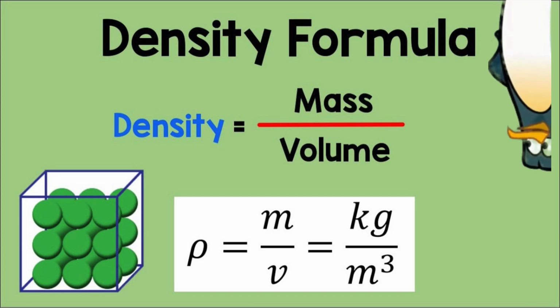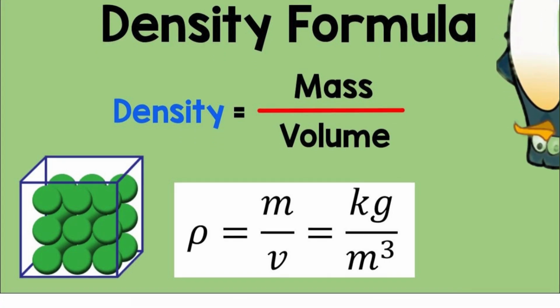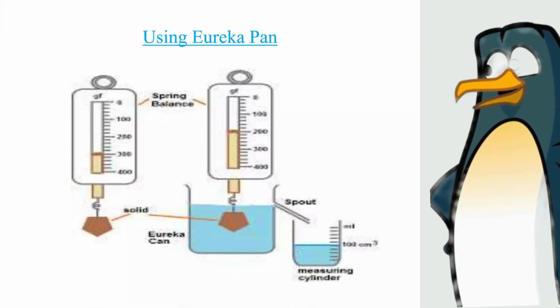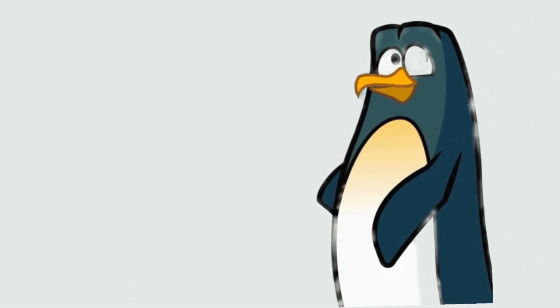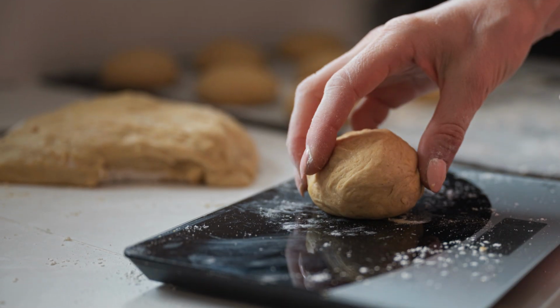Write the unit correctly. Let's move to next concept. How to find density of an irregular solid using a Eureka can. Dry the solid, don't let it soak, measure its mass. It's no joke. Let's say it's 300 grams.